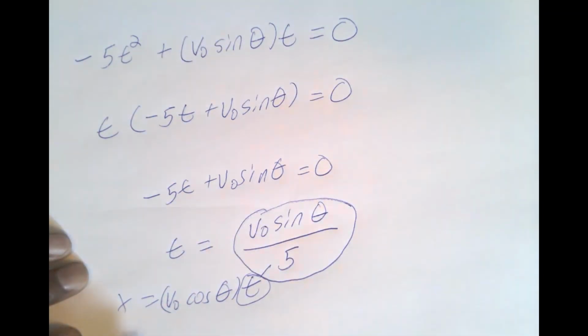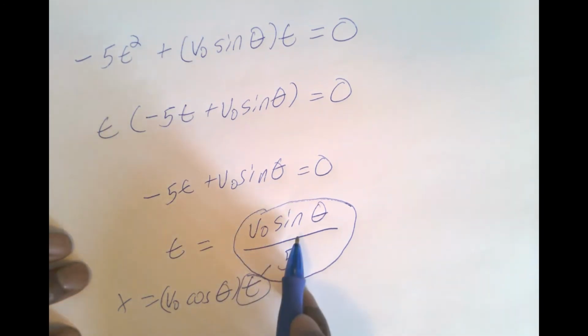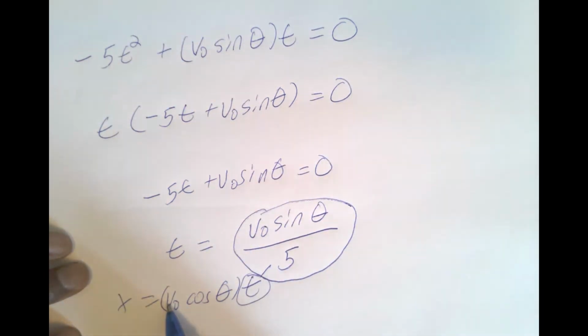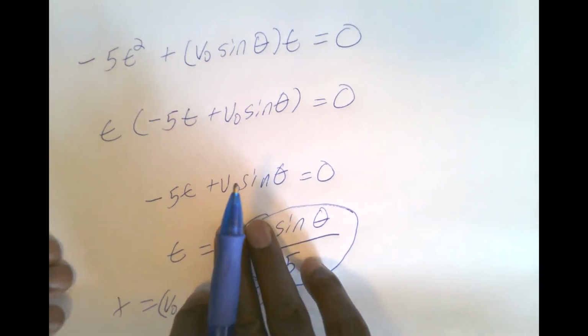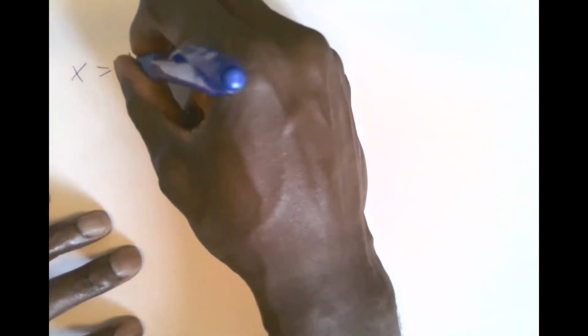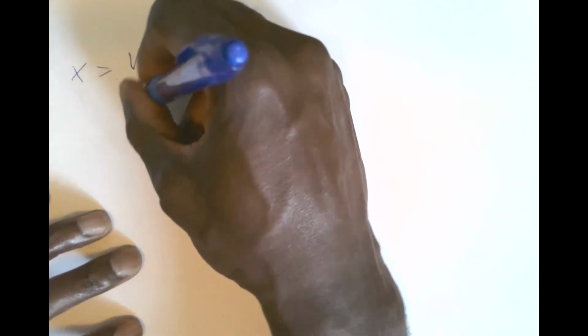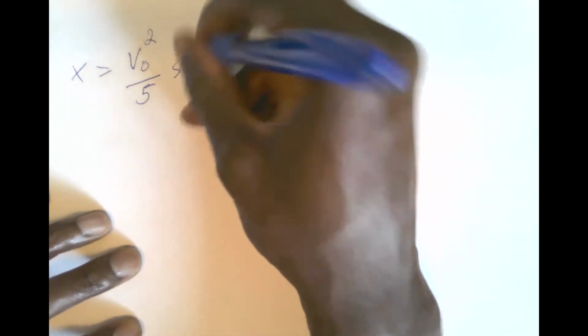And so again, we're going to take this t and replace it with this t. What we're going to have is x is v naught cosine theta times v naught sine theta over 5. And what we'll get is v naught squared over 5 times sine times cosine. All right, so let's write that. So our primary equation now, just in terms of theta, is that x is v naught squared over 5 times sine theta times cosine theta.